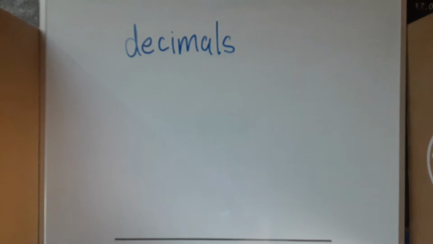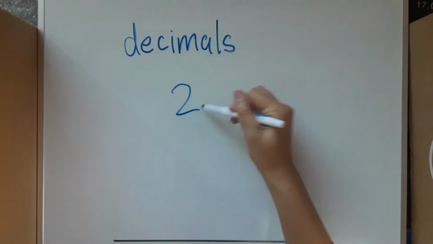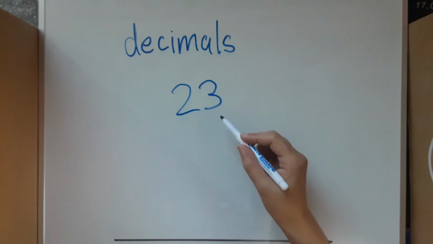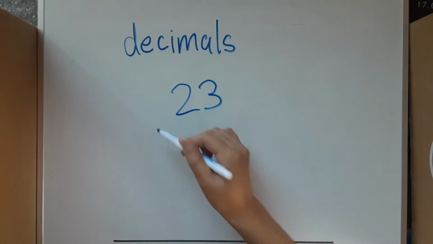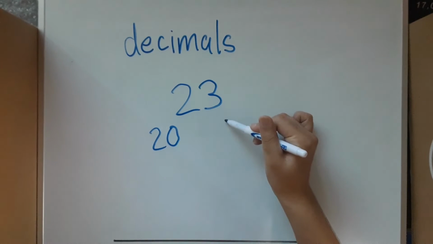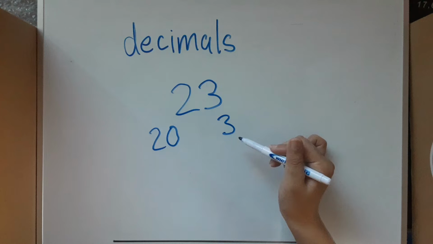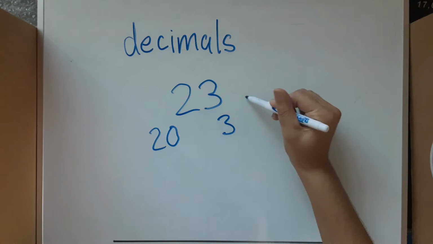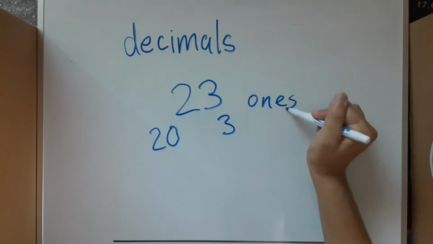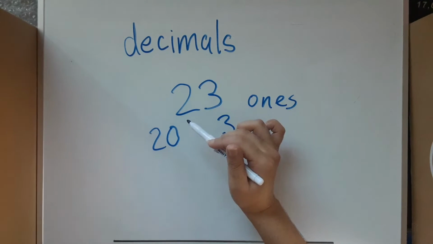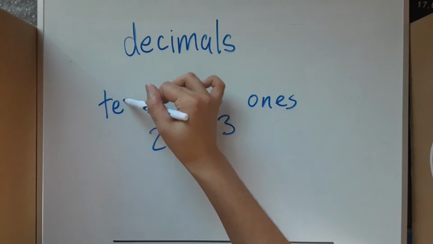We can have a number like 23. That's called a whole number. As we know, there's 2 tens and 3 ones, which could be written like 20 and 3. This 3, as we can see, is in the ones place. O-N-E-S. This 2, since there's 20, is called the tens place. T-E-N-S.